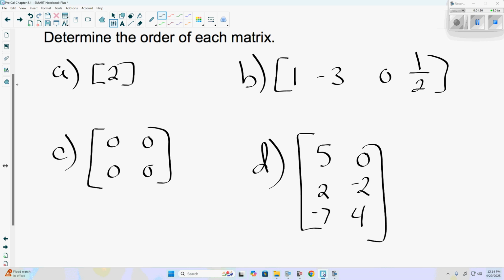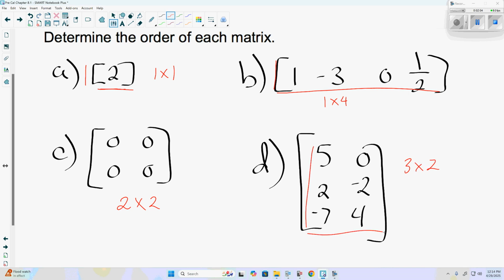So if we wanted to look at the order of these matrices, well, this first one has one row and one column, so its order is 1 by 1. That's it. What would B be? What would its order be? 1 by 4, one row, 4 columns. That's it. C, 2 by 2. D, almost, 3 by 2. Yep, 3 by 2.